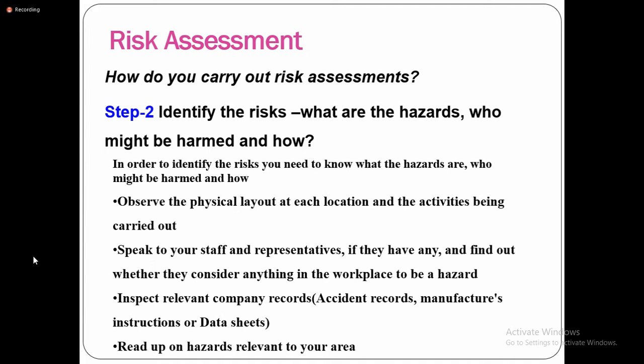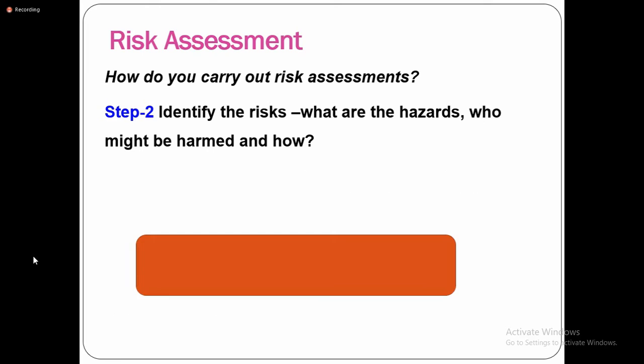And also you can read about the hazards related to your area. For example, you can go to Google and see what the health and safety hazards relating to a loading bay are. Then you may come across a list of hazards, and you can see which are relevant to your areas. Then you make sure you are capturing all the stuff. Therefore, we have to identify the risks, what the hazards are, who might be harmed, and how.